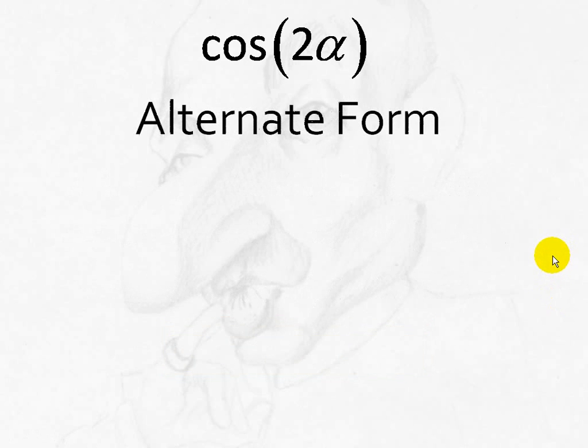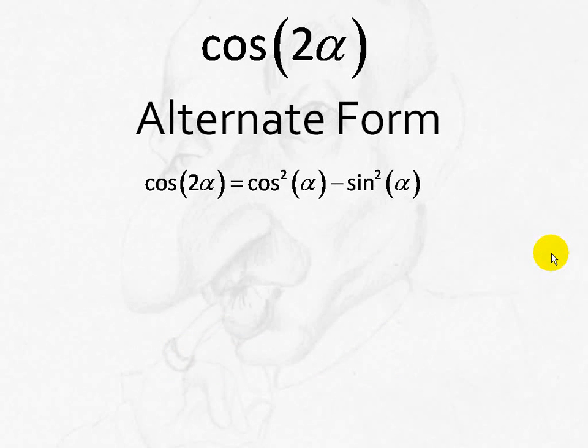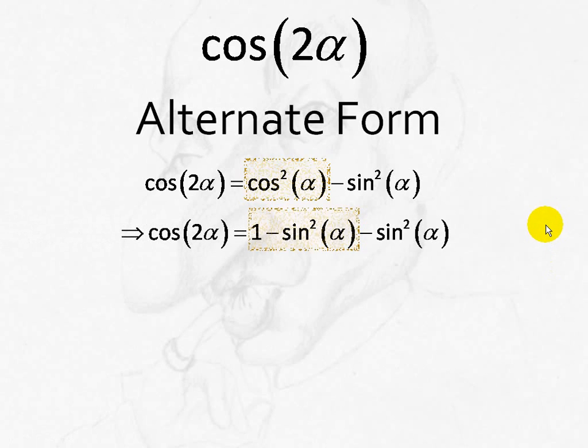So let's look at the first alternative form. We've already determined that cosine 2 alpha is cosine squared alpha minus sine squared alpha. Now let's suppose we make a little substitution. Let's suppose that we go back and remember our Pythagorean identity that says sine squared alpha plus cosine squared alpha equals 1. That means that cosine squared alpha equals 1 minus sine squared alpha. So we just make a substitution here for cosine squared alpha.